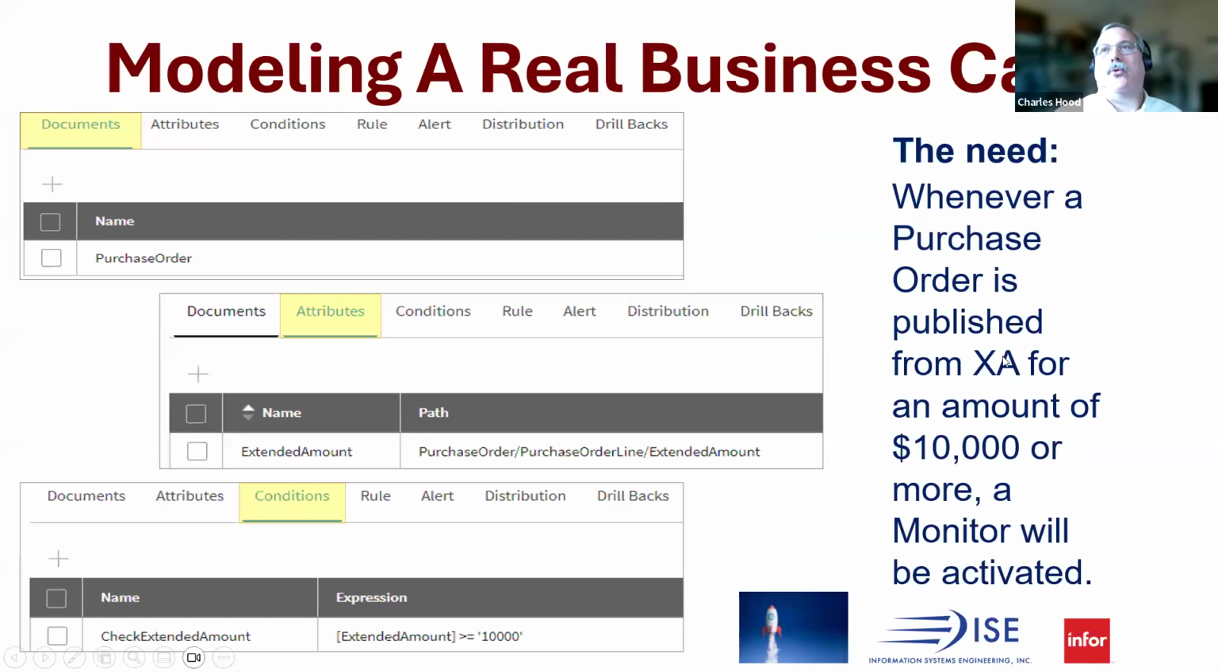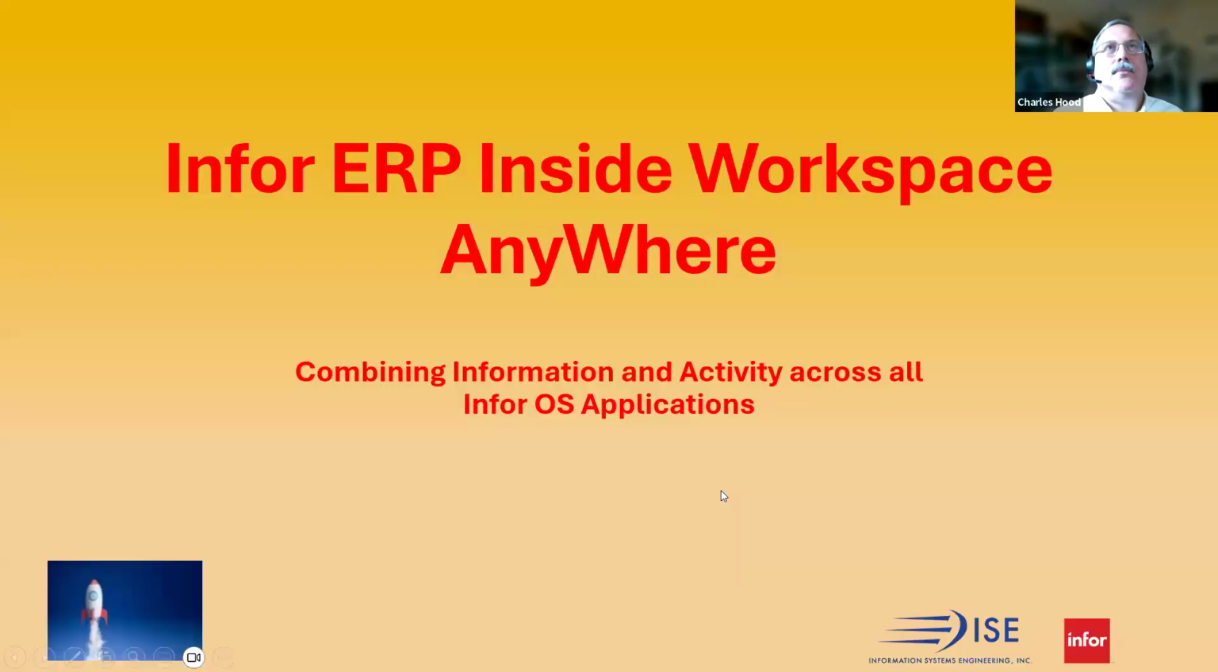So whenever a purchase order is published from XA, with an amount of 10,000 or more, then a monitor will be activated, an alert will be sent, whether it's Infor Go, whether it's the desktop or email, or all three. So this was a purchase order BOD, again, a sync purchase order BOD. They extracted the extended amount out of the BOD, and then they're seeing if the extended amount is over $10,000. And if it is, then you write the message out that's defined in the distribution.